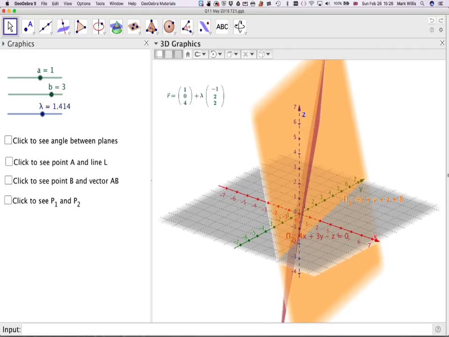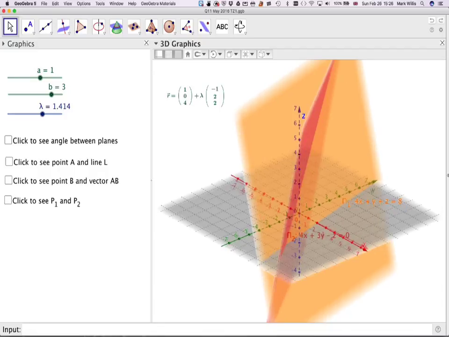So we've got two planes. This is the first plane, and this is the second plane, and we can look at it from different angles here.